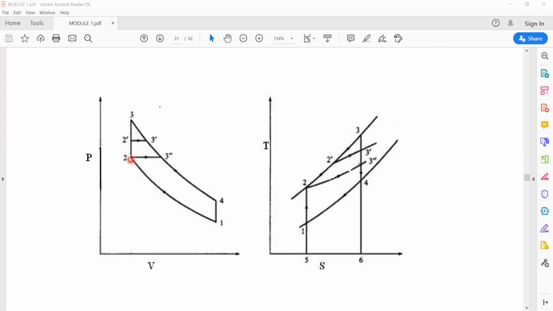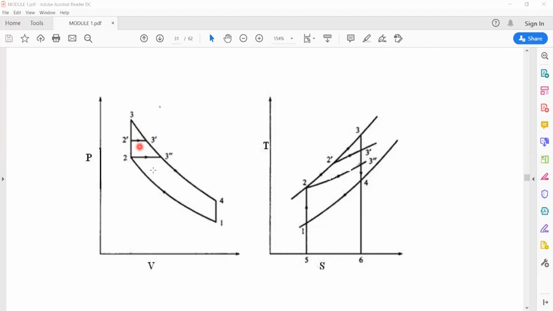Similarly, how to draw 2 to 3 double dash? So from here, 2 to 3 double dash. So 3 double dash is in between 3 dash and 4. Okay, so this is for the diesel cycle. Now, as far as heat rejection is concerned, 1, 4, 6, 5, 1. This is a heat rejection which remains same for all the three cycles.